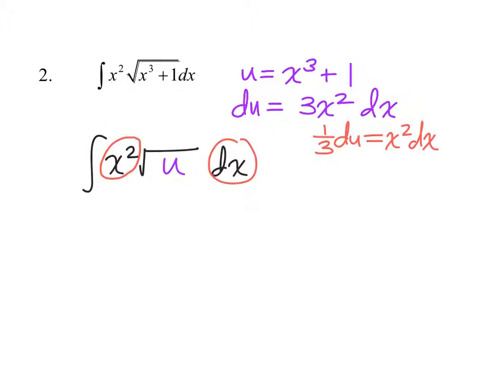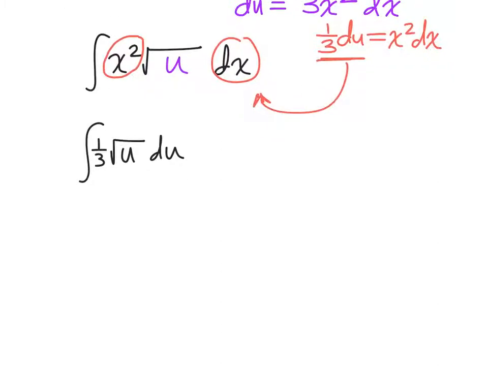So x squared dx can be replaced now with 1/3 du. So this right here is going to go in. You put the 1/3 wherever you want. I'll just put it right in front of the radical. You can take it outside of that too. Either way. But now I have an integral that's strictly in terms of u. Perfect. That's what I'm looking for.